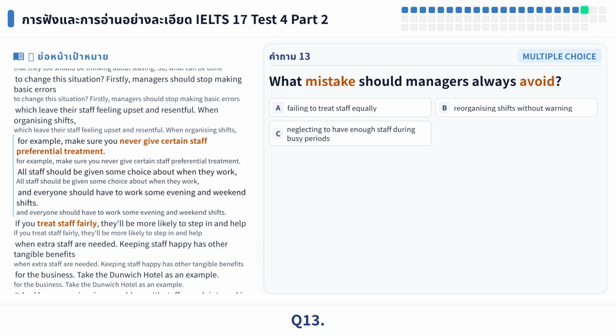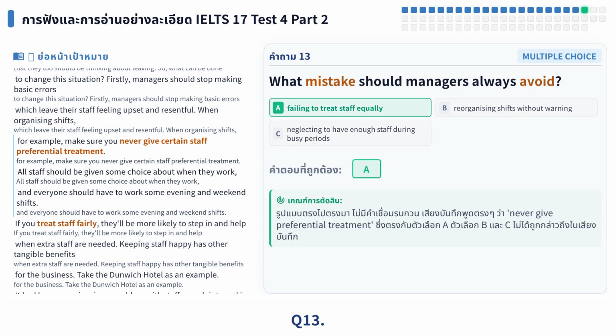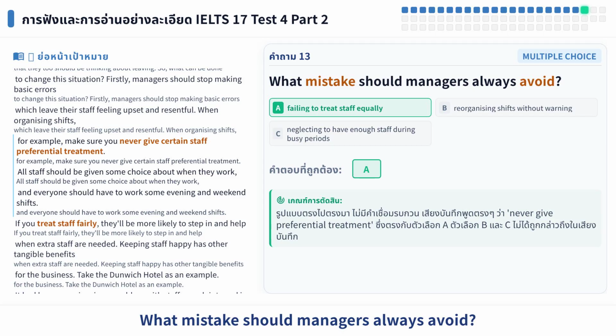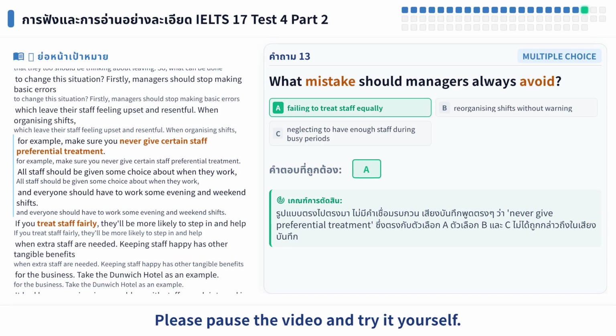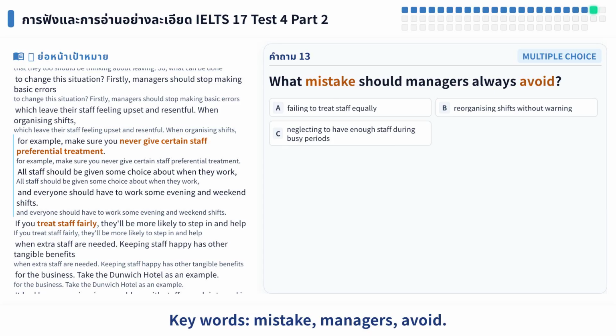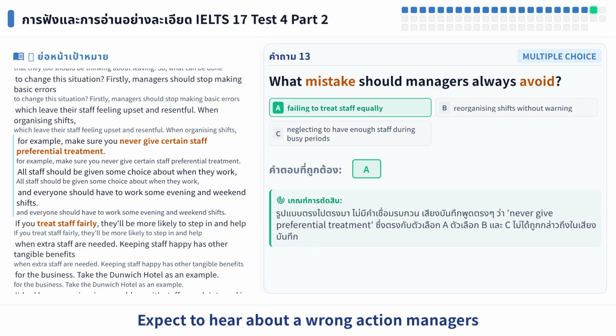Q13. What mistake should managers always avoid? A. Giving some staff preferential treatment. B. Arranging too many shifts. C. Being understaffed. Please pause the video and try it yourself. Keywords: mistake, managers, avoid. Expect to hear about a wrong action managers should not do. Located in information block 2.